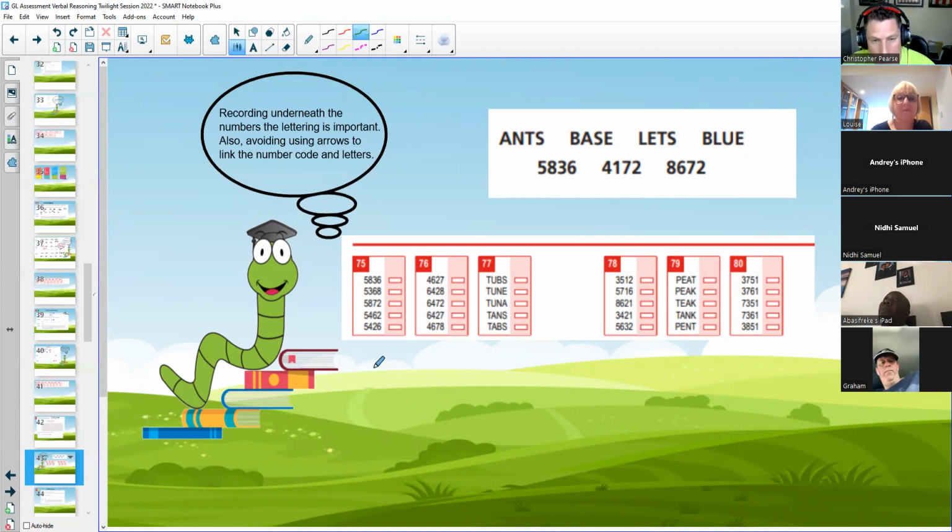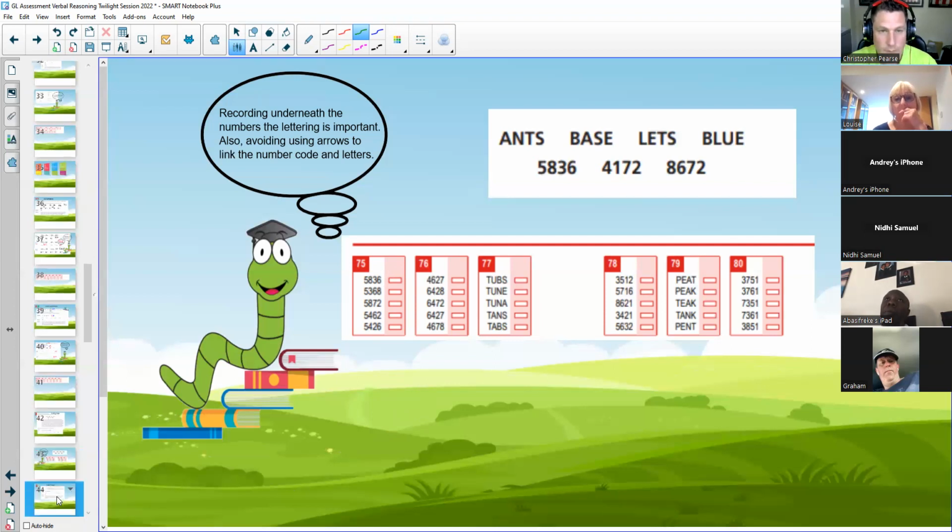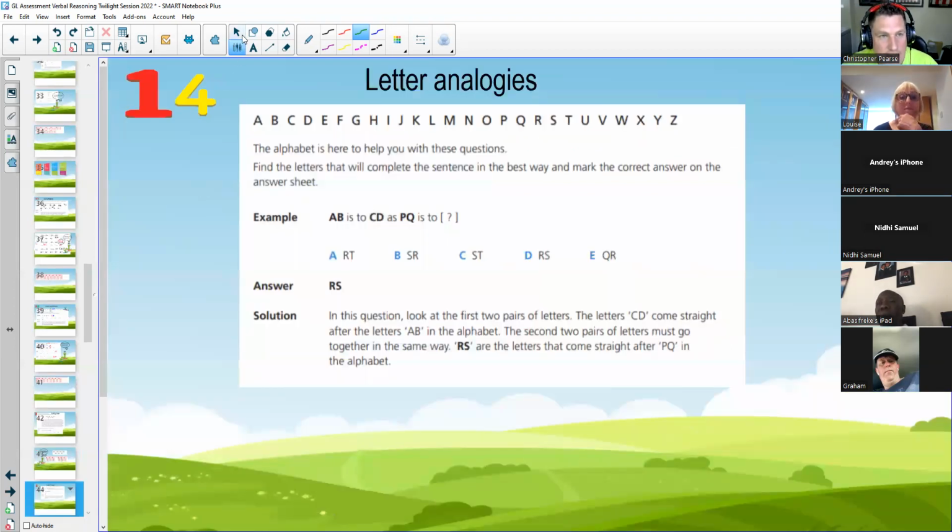Again, I just wanted to show and highlight to you on the multiple choice sheet how the numbers are often very close together. So it's really important that children do focus on those and take care. Okay, on to letter analogies.